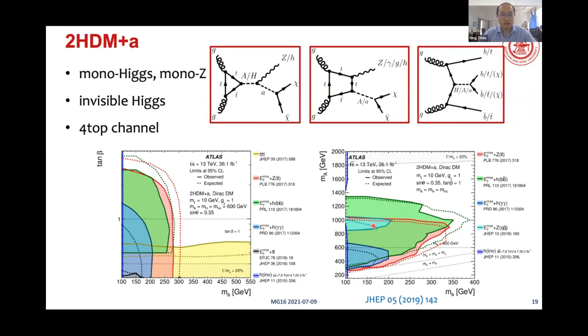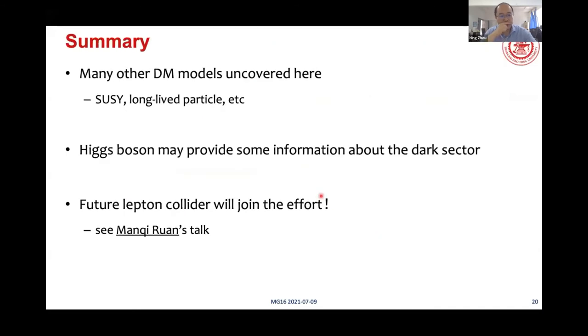Okay, so the summary. Besides the models mentioned here, there are many others, like SUSY and long-lived particles. The Higgs-related dark matter models have recently captured a lot of attention. They may provide some information about the dark sector, and the future lepton collider will join this effort. You can find more information in Manqi's talk next. Thank you.